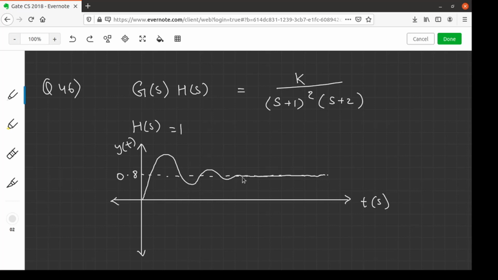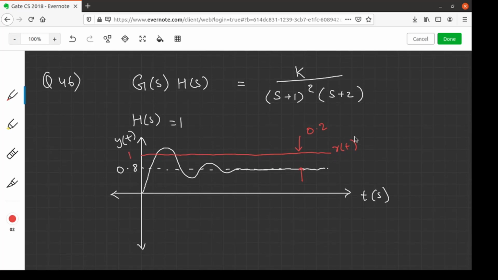If you look at this response, there are some initial oscillations and then the final value settles to 0.8. Since it's a unit step response, the reference input is a unit step. So I'll draw this as r of t. So this is a unit step. If you notice, there is a steady state error here of 0.2, that is 1 minus 0.8. So we can use this to find the value of K.